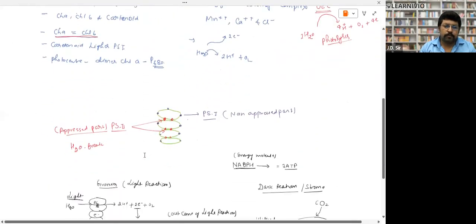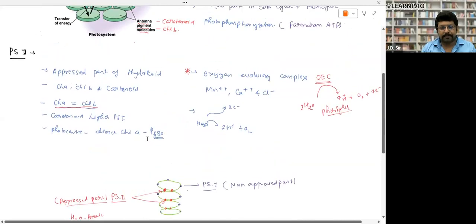Now come to this press part. I have already told you that these parts which are in contact with each other are called press parts, and that part bears photosystem 2, in short PS2, where the water molecule breaks down. And PS1 is found in non-press parts. These exposed parts are called non-appressed parts.